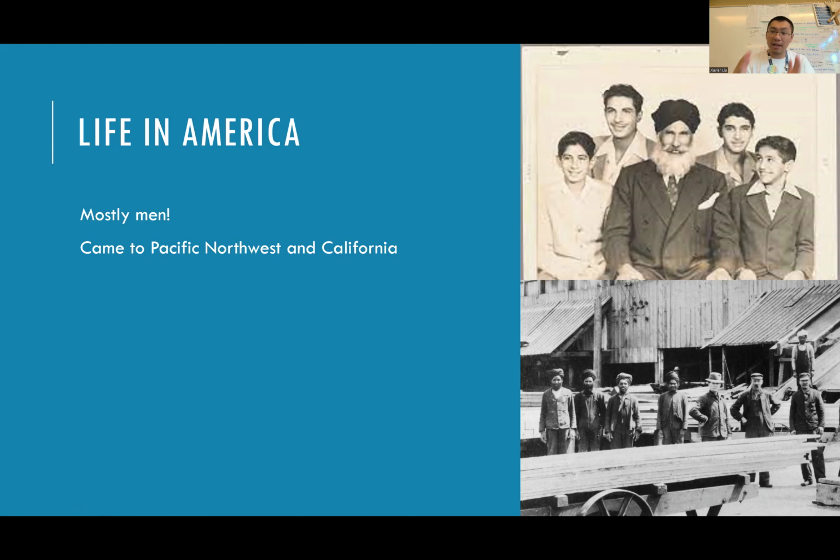If you keep on driving past Pleasanton and into San Joaquin County, and that stretches all the way down to Bakersfield, you'll actually see still large groups of Sikh communities in Fresno, in Clovis, in Merced, right? In these sort of cities that are lining up our valleys, our Central Valley in California.